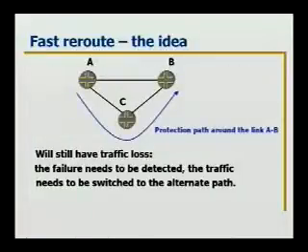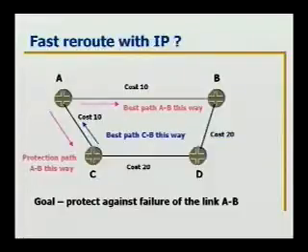So what does it look like? It looks like this. We have a link AB, and we have a protection path around the link AB that's taking some other path in the network. It's going through the path ACB. So when the link AB fails, we're going to take the traffic and forward it along the path ACB around the failed link. We will still have some traffic loss because we need to detect the failure and then we need to switch the traffic over. But we will have much less traffic loss than if we waited for the whole network to converge. Well, so can we take this approach with IP?